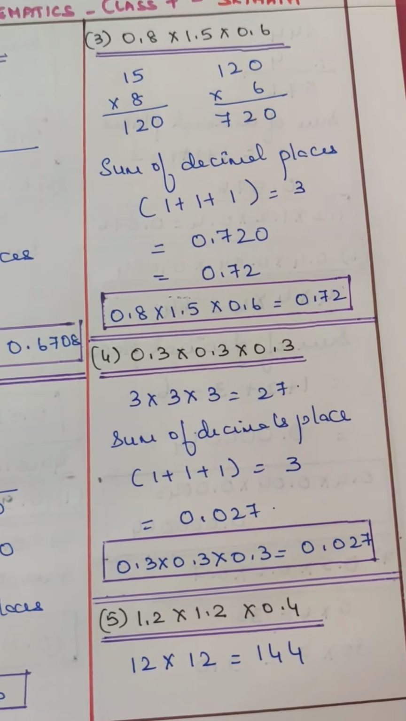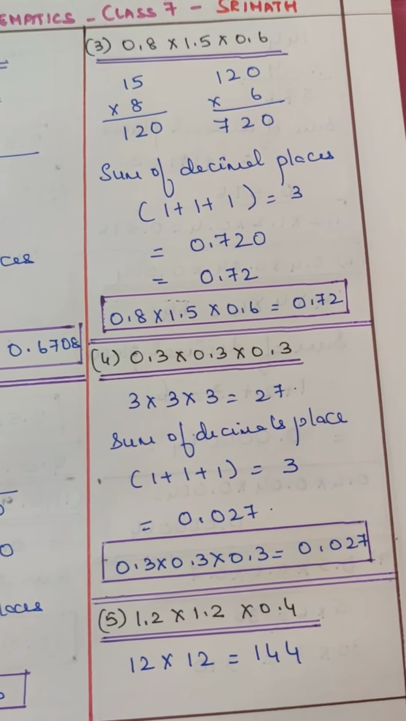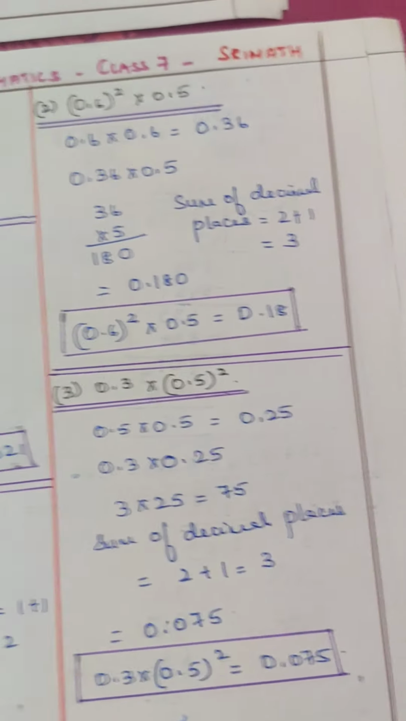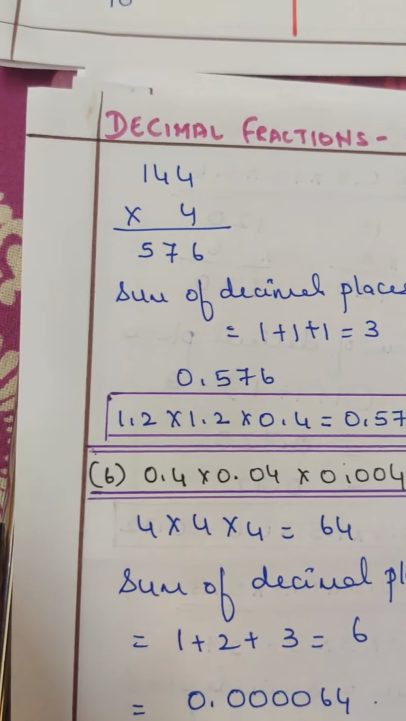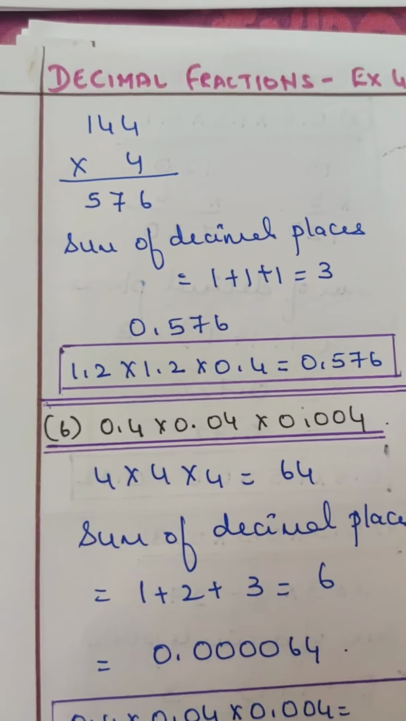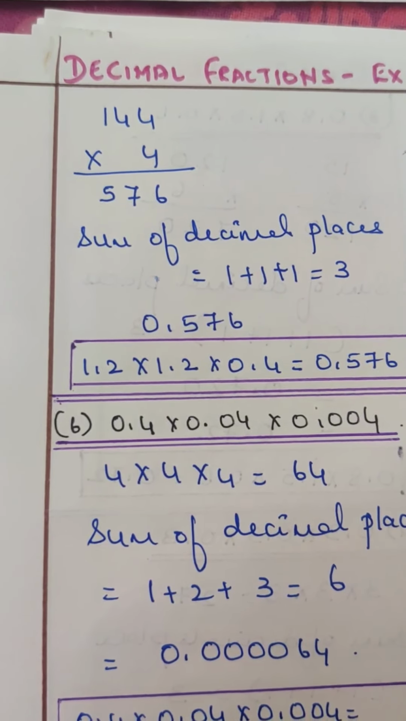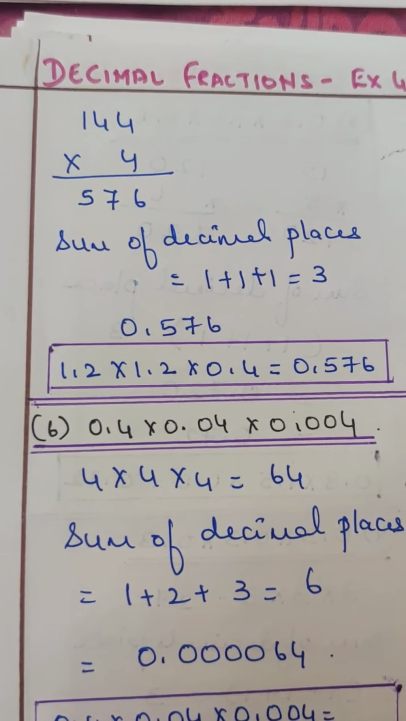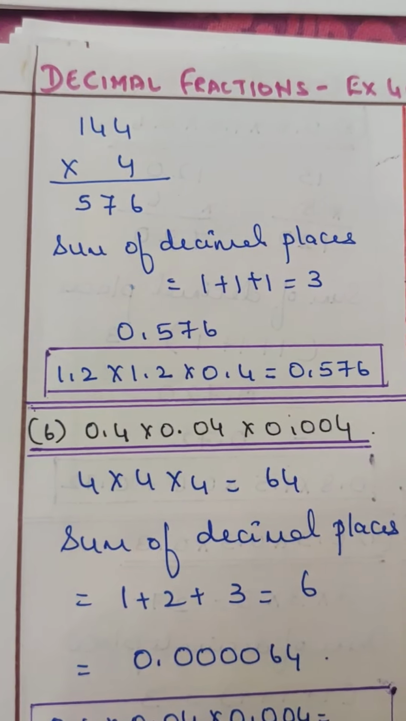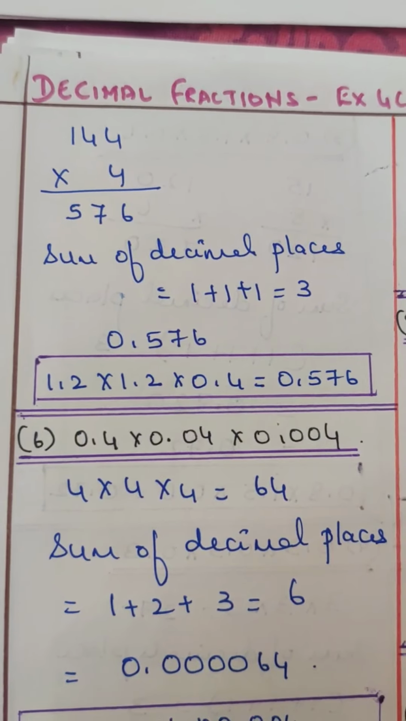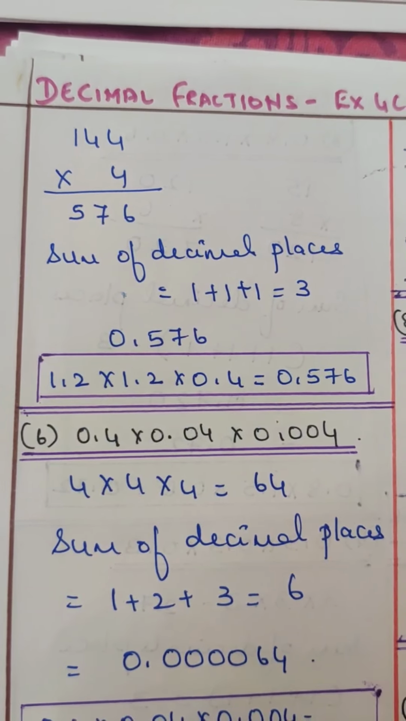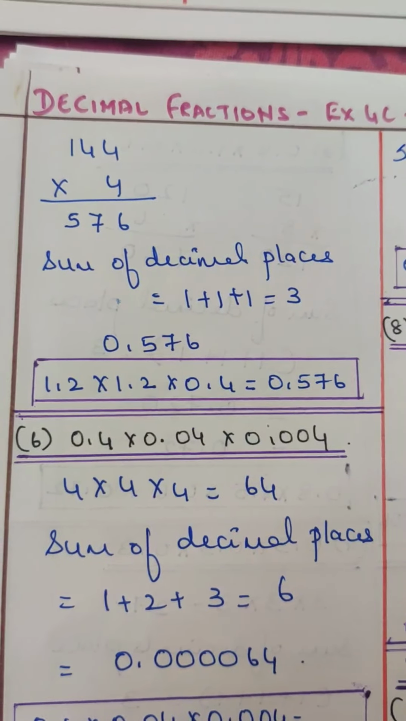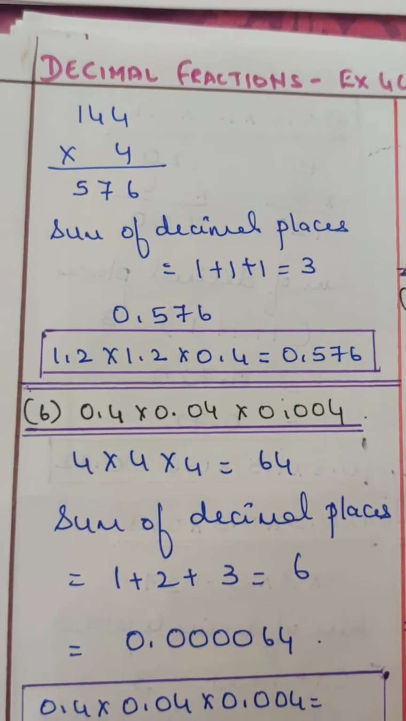Now it is 1.2 into 1.2 into 0.4. 12 into 12 is 144. That you are all aware of. So it becomes 144 into 4. Therefore, the answer becomes 576. Therefore, sum of the decimal places is equal to 1 plus 1 plus 1, that is equal to 3. Therefore, 3 places from the right towards the left. So it becomes 0.576. Therefore, 1.2 into 1.2 into 0.4 is equal to 0.576.